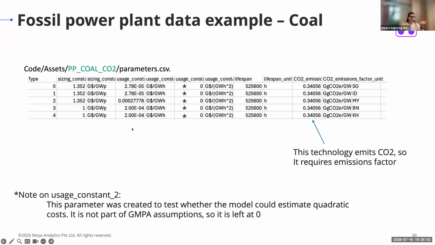In a fossil power plant, we have the sizing constant, we have the usage constant. There's a second usage constant. I've added a note here: this was created to test and see if the model could handle quadratic costs. That's why this is a zero value now, but this is something the model is capable of doing. You have the lifespan. Like I mentioned, this is a value in hours, so this will be the years converted into hours. And then we have the CO2 emissions factor. Because we have this power plant that emits, we need to have these emissions here.